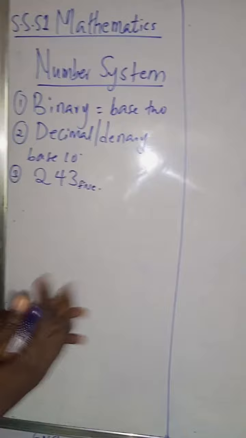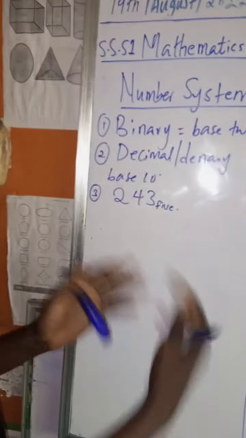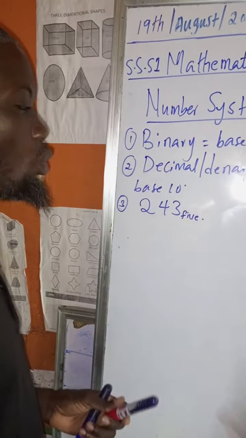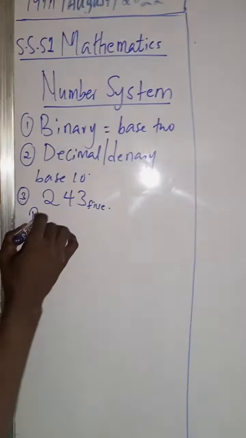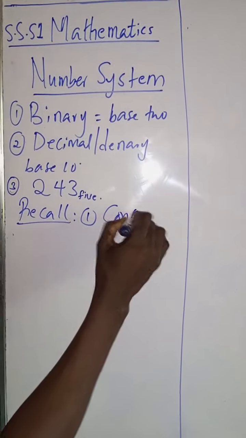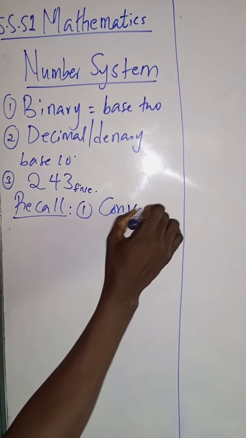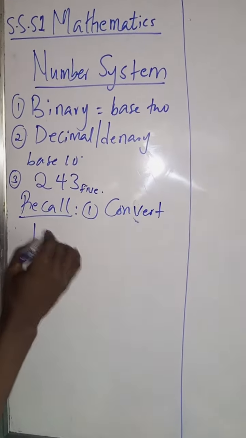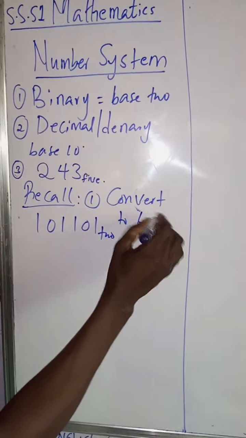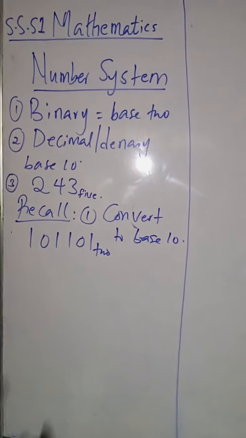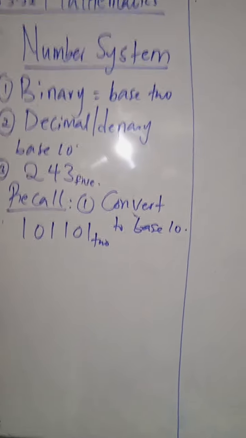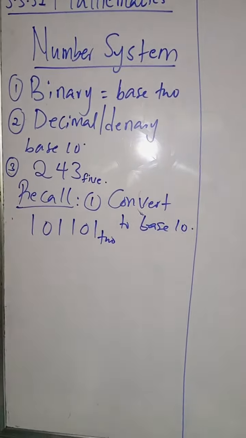Now, let me make a quick revision on how to convert from base 2 to base 10 in a faster way. Let's call it recall. For instance, convert 101101 base 2 to base 10. If I'm asked to convert this, it is very simple, straightforward. I just want to use a kind of short method.